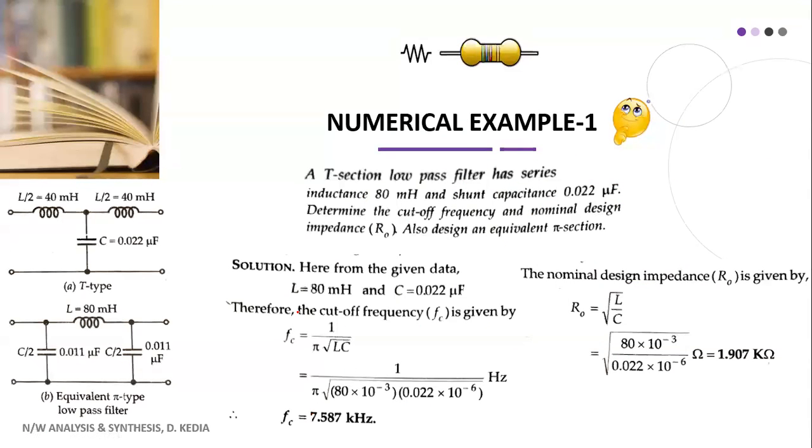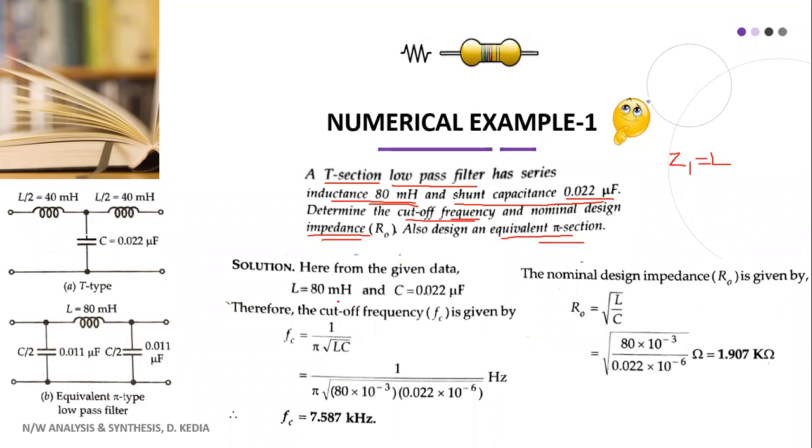So see, in this numerical example, we have been given a T section low pass filter, which has series inductance as 80 millihenry. This is the total series inductance, meaning we are given Z1, or you can say L. We are given shunt capacitor value as 0.022 microfarad. Now here we have to determine the cutoff frequency and design impedance, and after doing that, we have to design an equivalent pi section also.